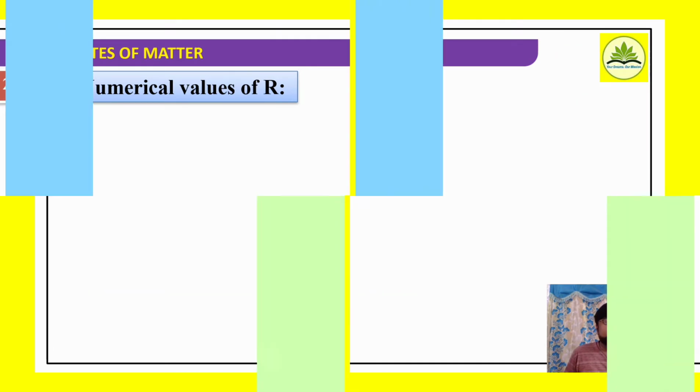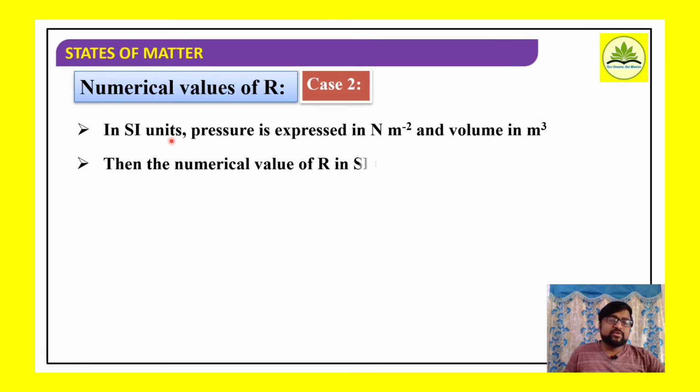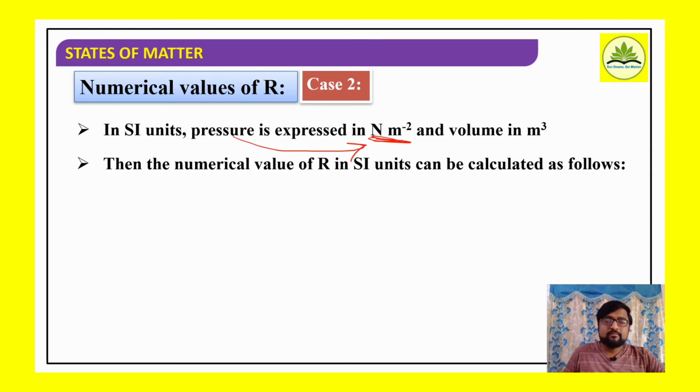Alright. Now the second case, in SI units. If I consider the SI system of measurements, the pressure is expressed in terms of what? Newton per meter square. We already mentioned it is the Newton per meter square. And what is the SI unit for volume? It is the meter cube. For pressure it will be Newton per meter square and volume will be expressed in terms of meter cube. These are the SI units. Then the numerical value of R in SI units can be calculated.